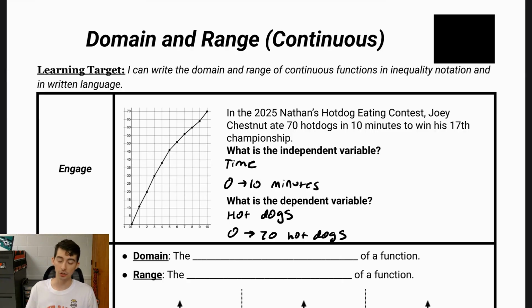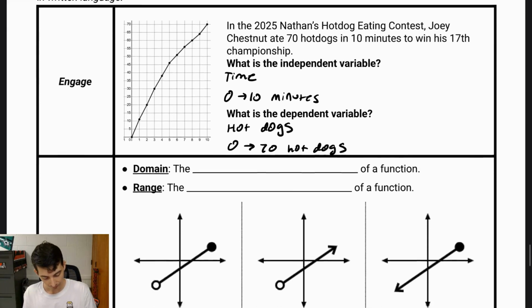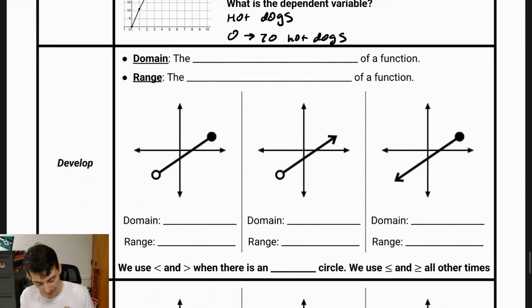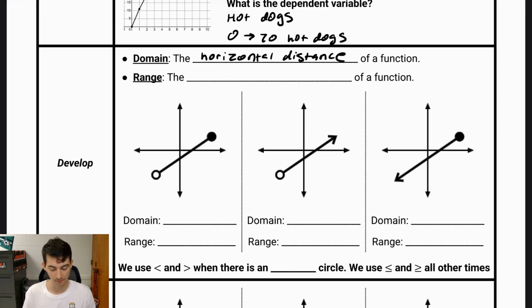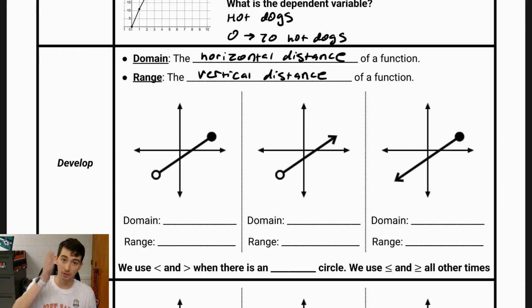When we're looking at a function, we want to see the horizontal and the vertical distances of graphs. So the domain is the horizontal distance of a function, and range is the vertical distance of a function. Okay, so the domain measures the horizontal axis, which is all of my x values, and the range measures the vertical, which is all of my y values.